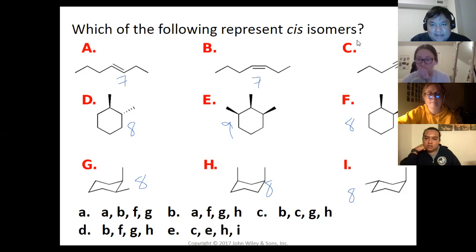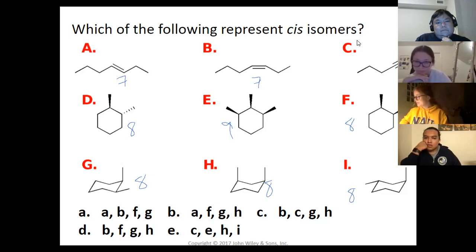When she says cis isomers, I'm not entirely sure what she's asking by that. To me, that's a weird question. But the answer that she gave us in class was answer D. So I think what she meant is, which ones have... Oh, I'm going to end this real quick just because the things will start. Come back and I'll give you an explanation. I see what she's saying now.